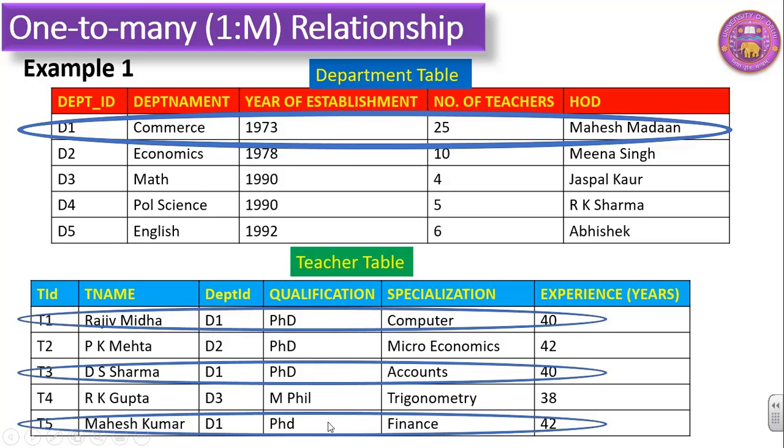So this becomes a relationship of one to many. Though there is one department, in one department there are 3 teachers. So it's a case of one to many.